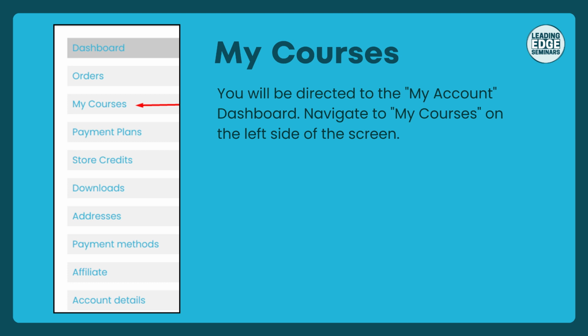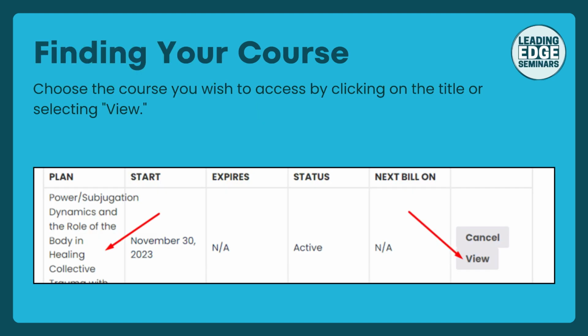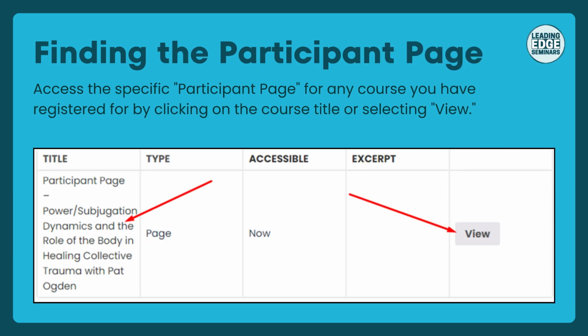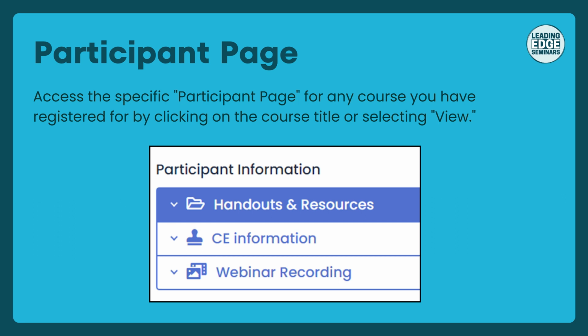Navigate to the left side of the screen and click on My Courses. Choose the specific course you'd like to access by clicking on the title or selecting View. Next, locate and click on Participant Page. This is where you'll find a treasure trove of resources, handouts, CE information, and webinar recordings.